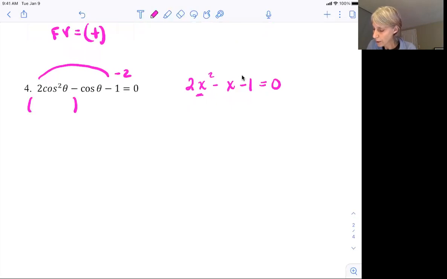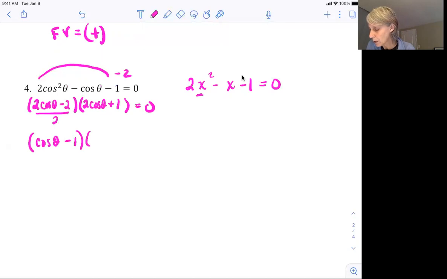So moving on with our factoring, tricky trinomial. I have 2 numbers that multiply to -2 and combine to give me -1. So I have -2 and +1. Put in a factor of 2 dividing out. Cosine theta - 1, 2 cosine theta + 1.